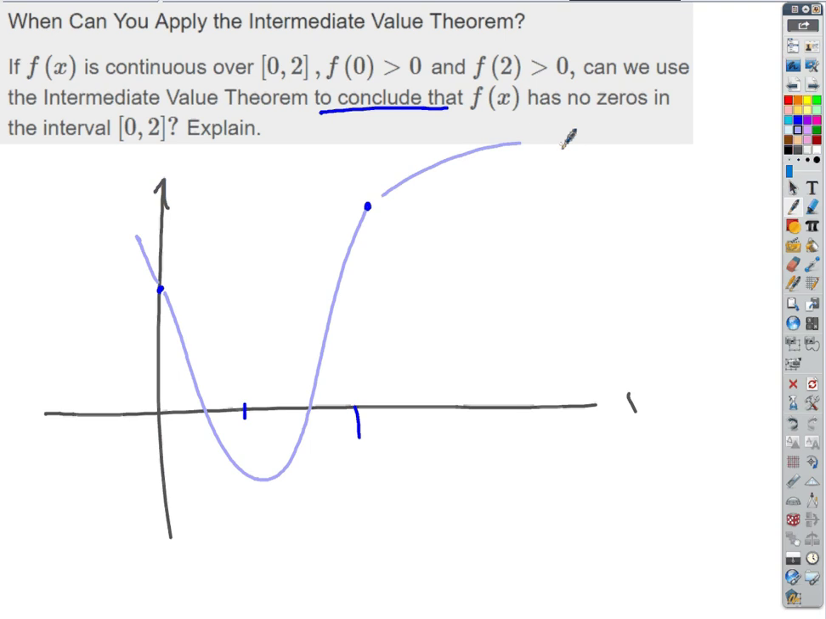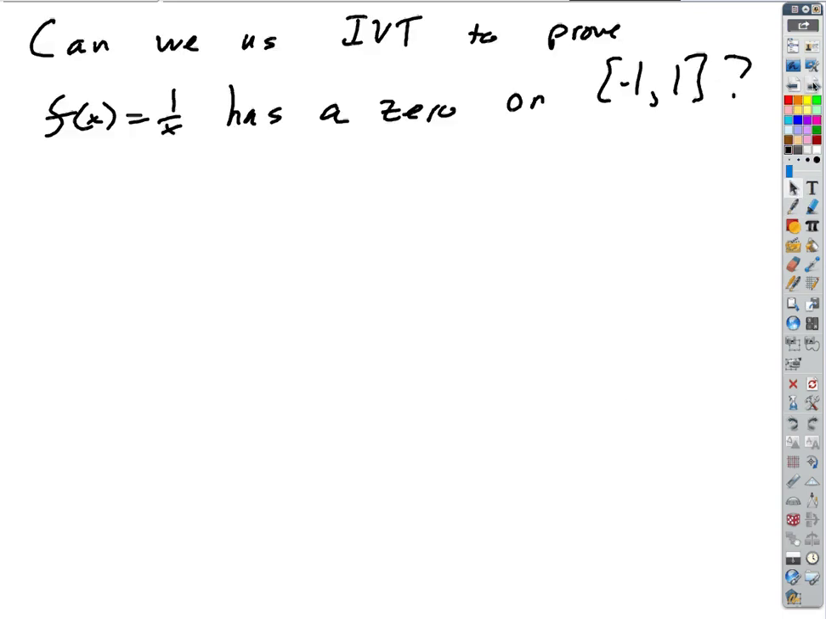Even if it did say there was a y value in between, you still couldn't conclude that there's no zeros, because it can still go down through, even if there's a y value in between the two that it passes. Or you could pass through it and then go down. In fact, this one goes through every value between f of a and f of b, all infinite values. But it passes through potentially a bunch of other values too, like in this case. Just think about that one.